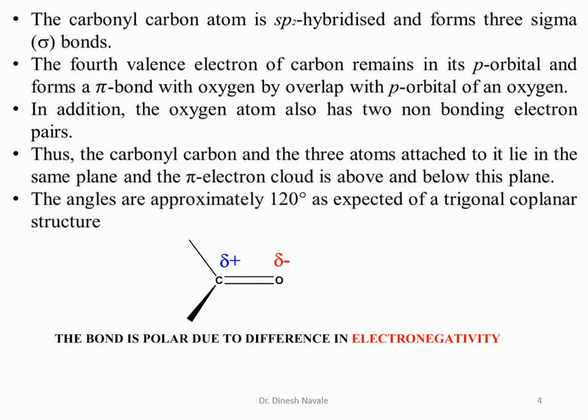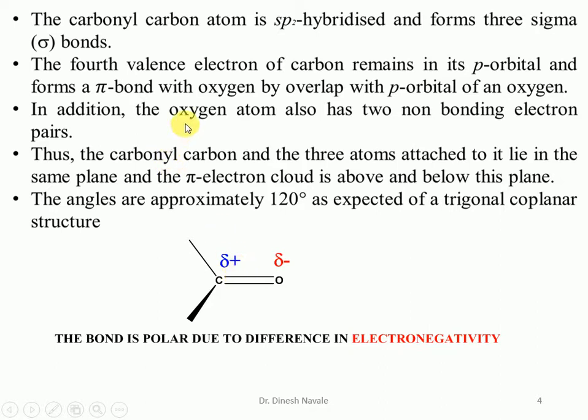Now, for the aldehydes and ketones, if you look at the structure, the carbonyl carbon atom is sp2 hybridized and forms 3 sigma bonds. That means the carbonyl carbon is sp2 hybridized, trigonal planar in nature, with 3 sigma bonds and 1 pi bond. The fourth valence electron of the carbon remains in its p orbital and forms the pi bond with the oxygen by overlap with the p orbital of the oxygen. That means one of the p orbitals of the carbonyl carbon and another p orbital of the oxygen form the pi bond in the carbonyl system.